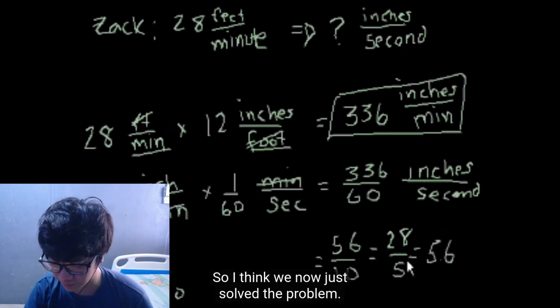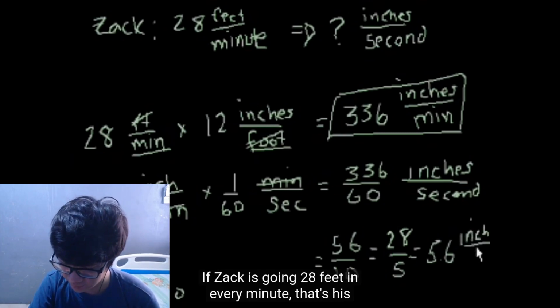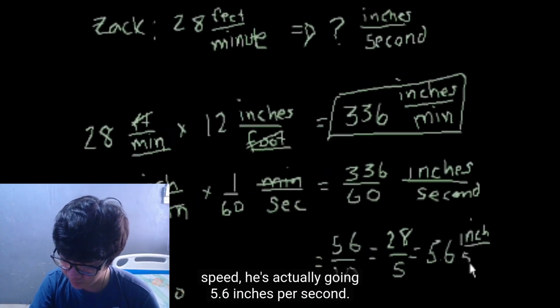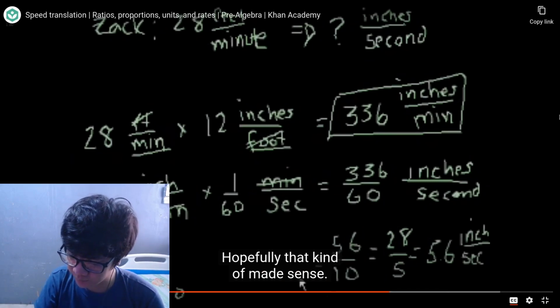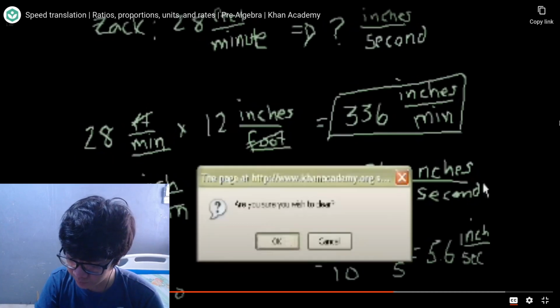I think we now just solved the problem. If Zach is going 28 feet in every minute, that's his speed, he's actually going 5.6 inches per second. Hopefully that kind of made sense. Let's try to see if we can do another one.